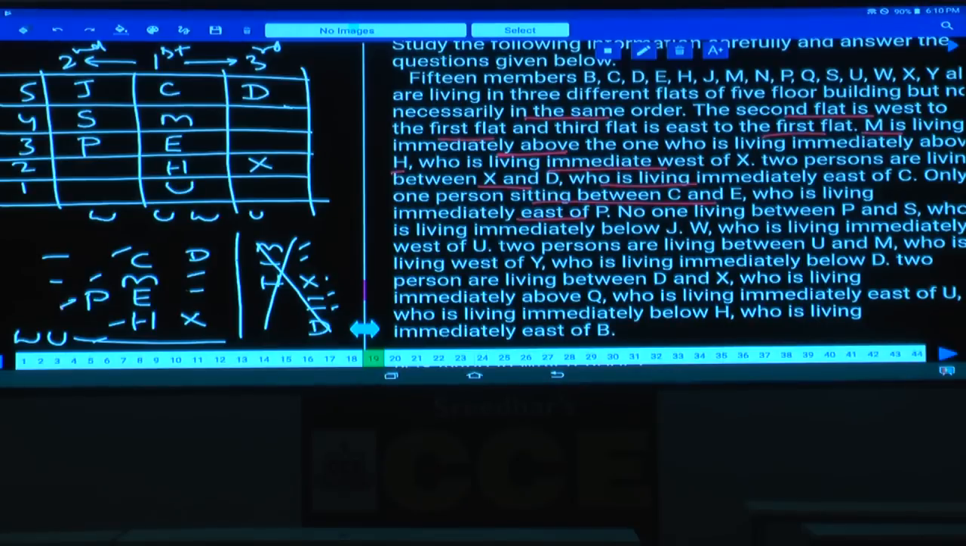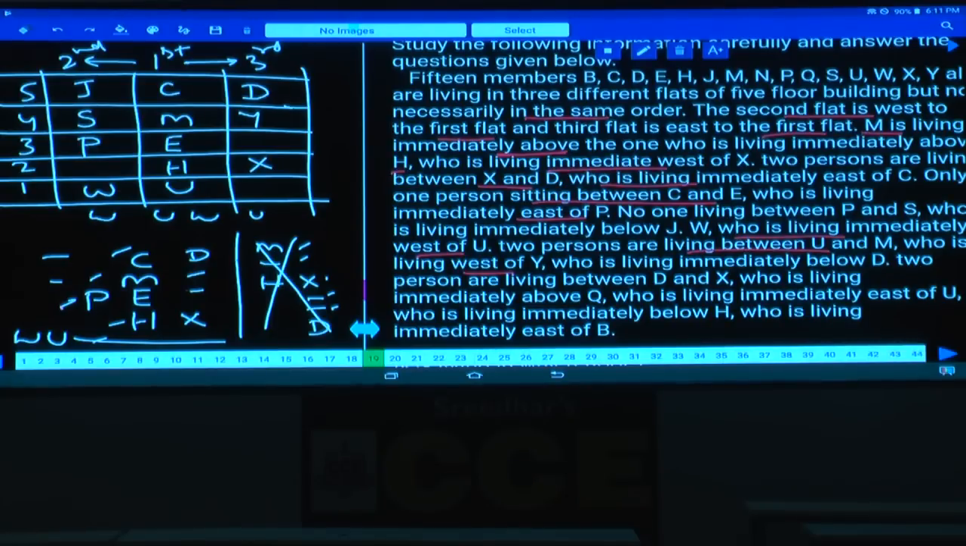As U is fixed, W is to the immediate left of U, so this W is also fixed. W is living immediately west of U, and two persons are living between U and M. M is living to the west of Y, so where should this Y be?